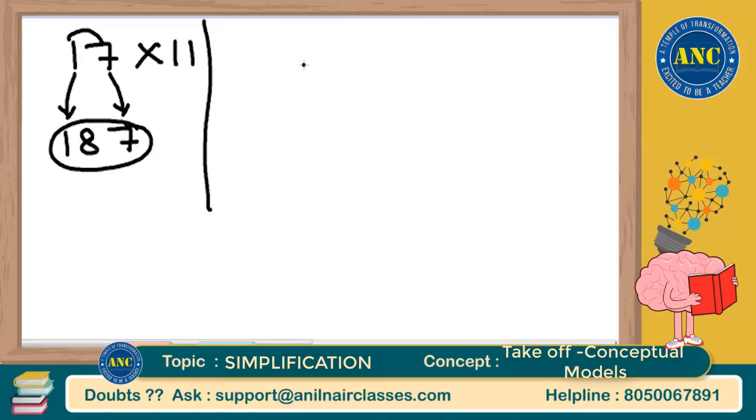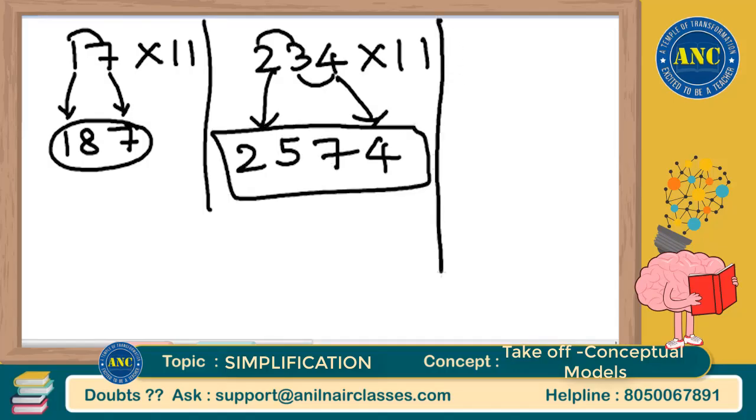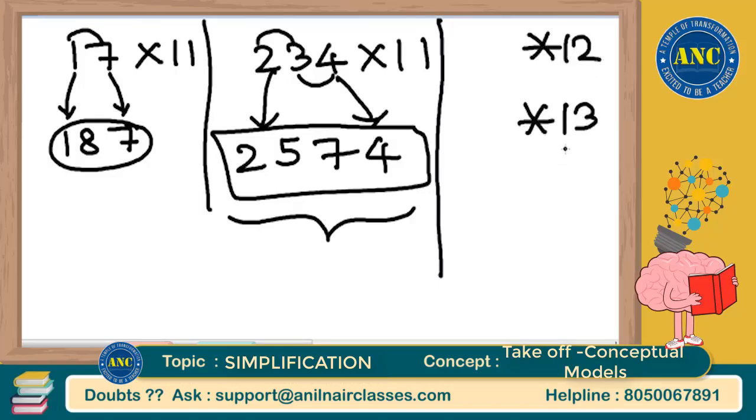Suppose for example I have 234 into 11. Write down the first digit, write down the last digit, and the middle digits are 2 plus 3, 5, 3 plus 4, 7. And I actually taught you using the same concept how to multiply any number by 12. I taught you by 13, and I told you that it is applicable till 19 also, right? I believe that my students are with me, whoever has attended yesterday's session.